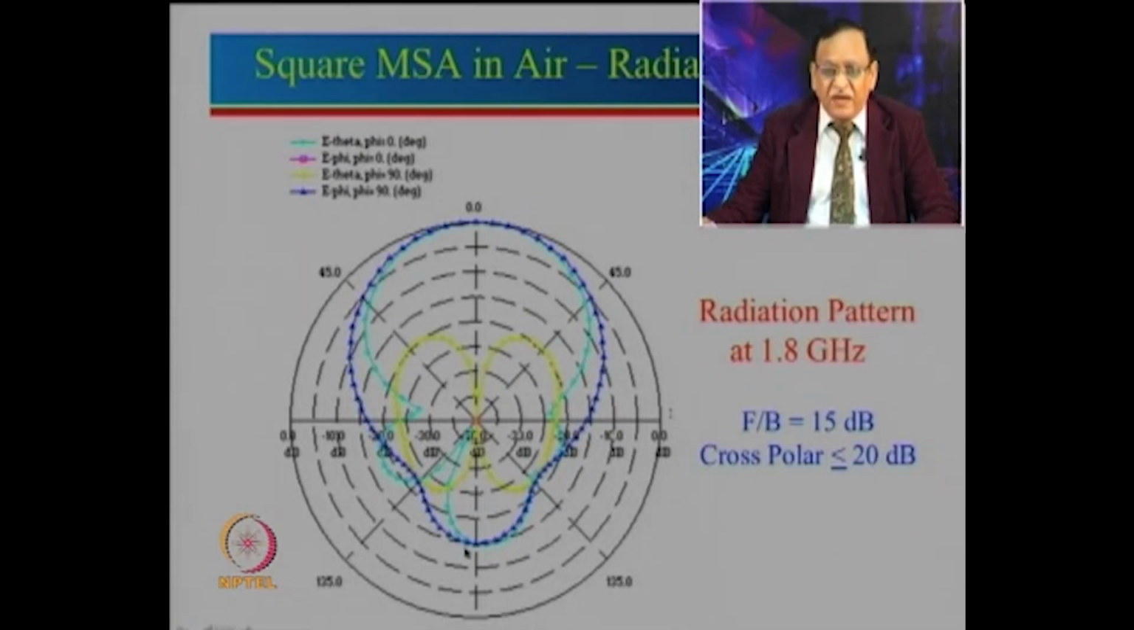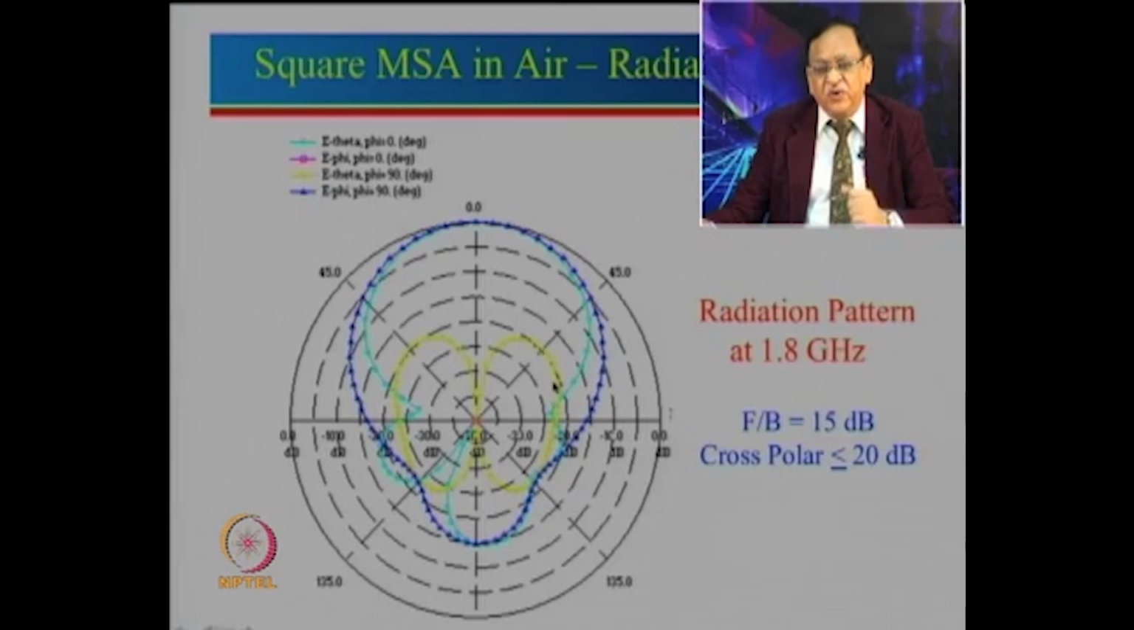Of course, there is a back radiation. So, that is giving us the value of front to back, which is about roughly 20 dB. You can see this yellow curve here, which is actually nothing but cross polar. So, the cross polar level here is approximately 20 dB.